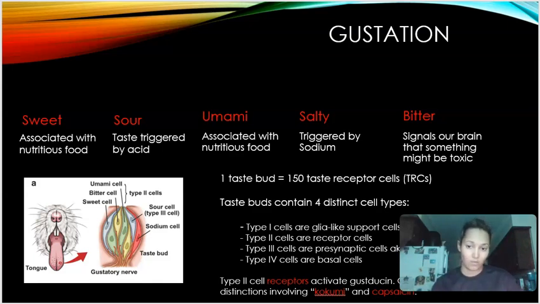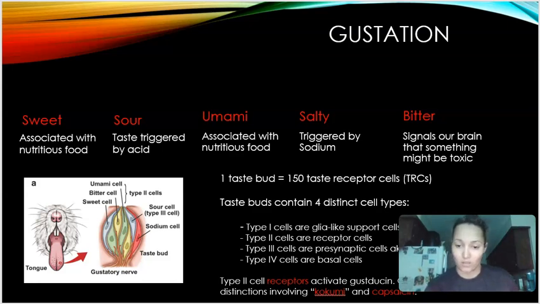One taste bud is equal to 150 taste receptor cells. Taste buds contain 4 distinct cell types. Type 1 cells are glia-like support cells. Type 2 cells are receptor cells, which we can see in this image here. You have umami, bitter, and sweet cells. Type 3 cells are presynaptic cells. They're also known as taste receptor cells, and this involves your sour cell type. Type 4 cells are your basal cells.